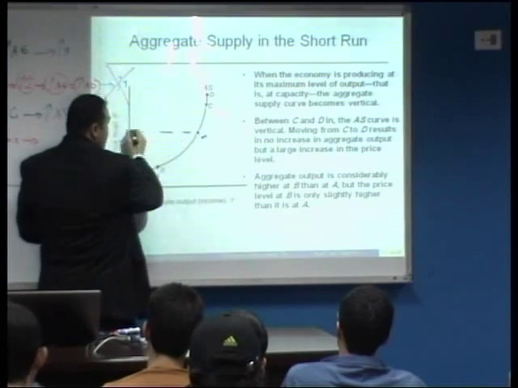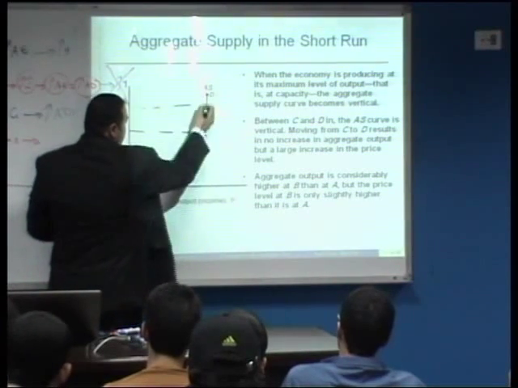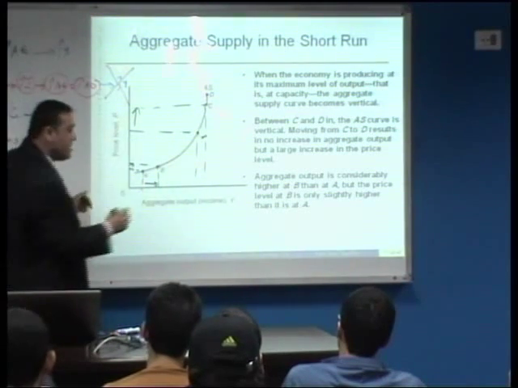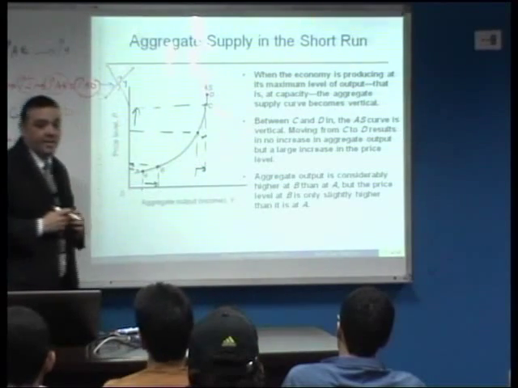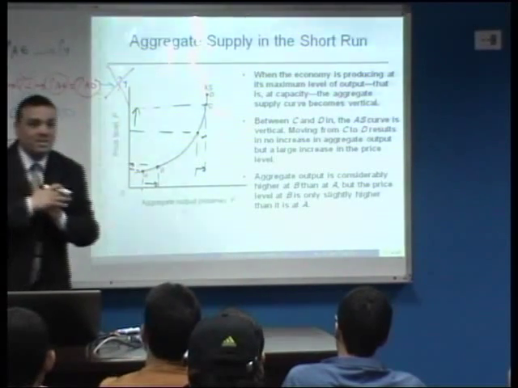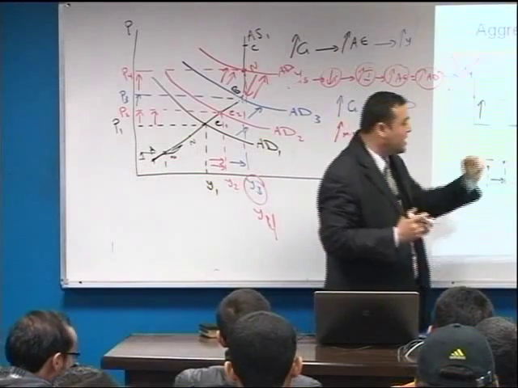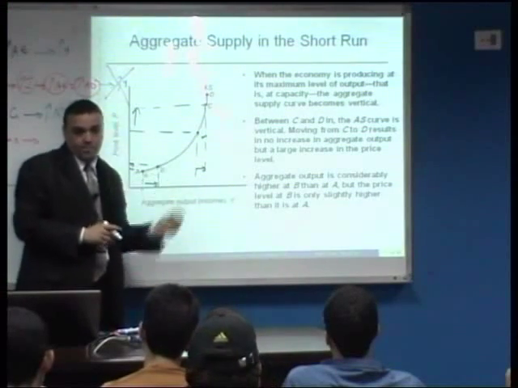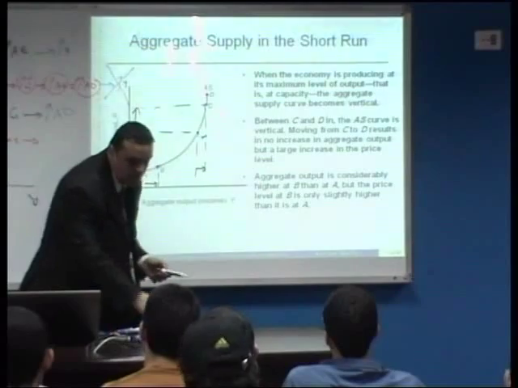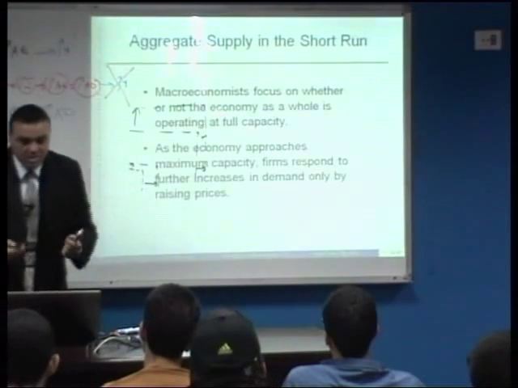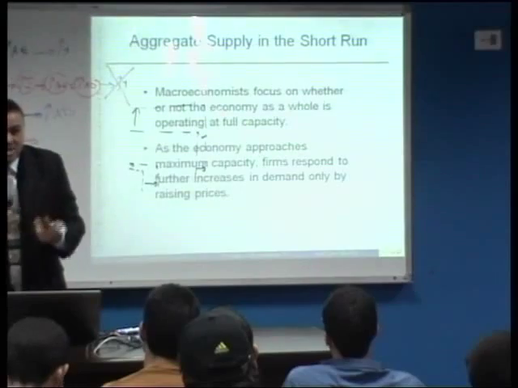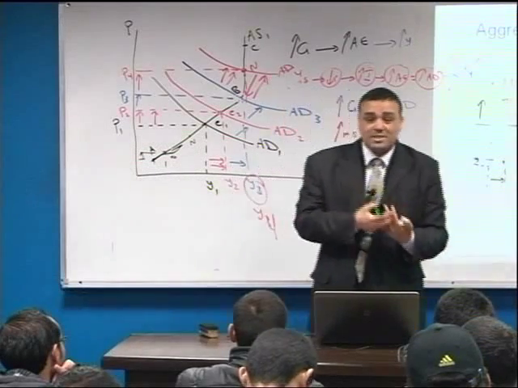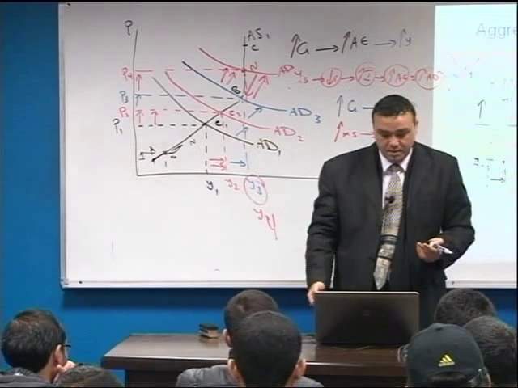In this case, from M to C, the percentage change in the prices is larger than the increase in Y. In this case, the fiscal policy and the monetary policy would be less effective than the previous case from A to B, right? In general, the economists focus on studying whether the economy has reached capacity or not, right? Okay.